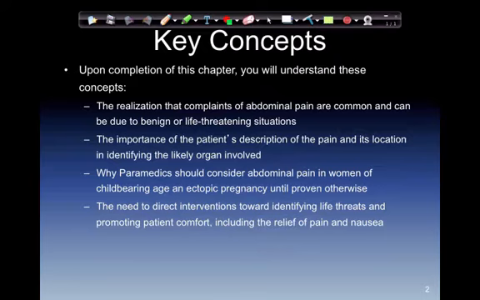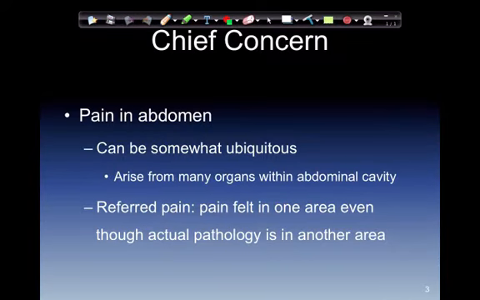until proven otherwise, the need to direct interventions towards identifying life threats and promoting patient comfort, including the relief of pain and nausea. Chief concern. Pain in the abdomen can be somewhat ambiguous and arises from many organs within the abdominal cavity. Referred pain is felt in one area even though the actual pathology is in another area. So this is why whenever we have chest pain, we can get referred pain up into the jaw and down into the arm.